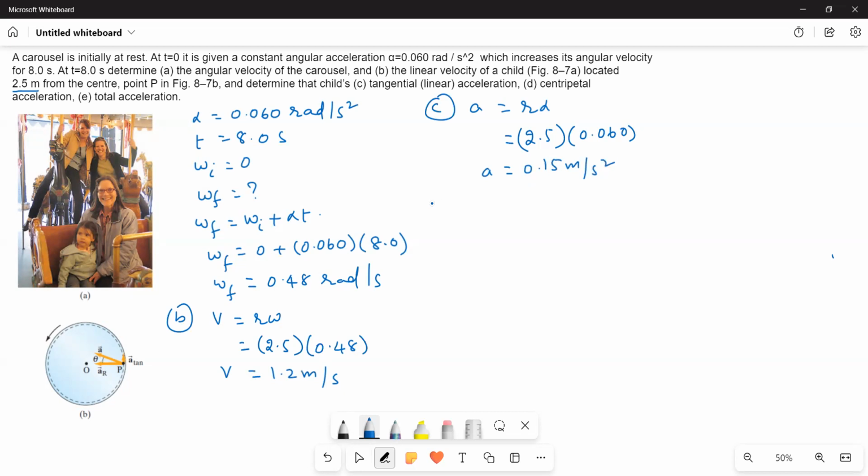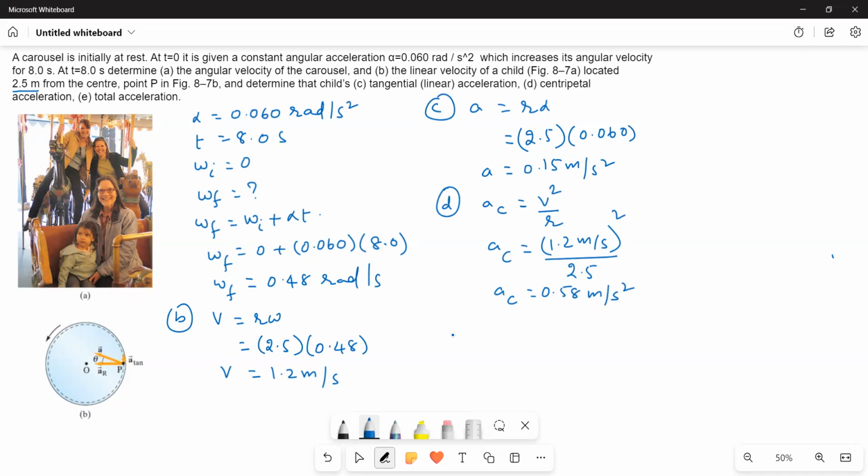And then next, we have to find the centripetal acceleration. So a c is equal to v squared over r. V is known to us, r is also known to us. Therefore, a c is equal to 1.2 meters per second, squared, divided by 2.5. Therefore, a c is equal to 0.58 meters per second squared.